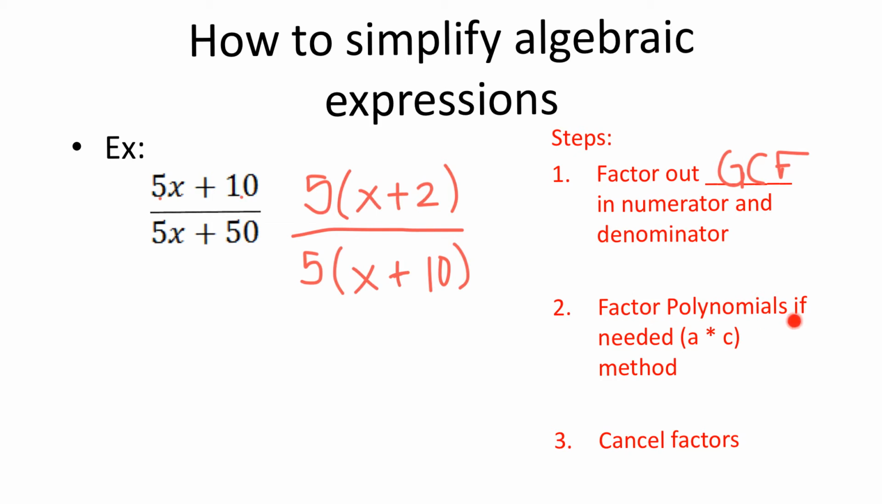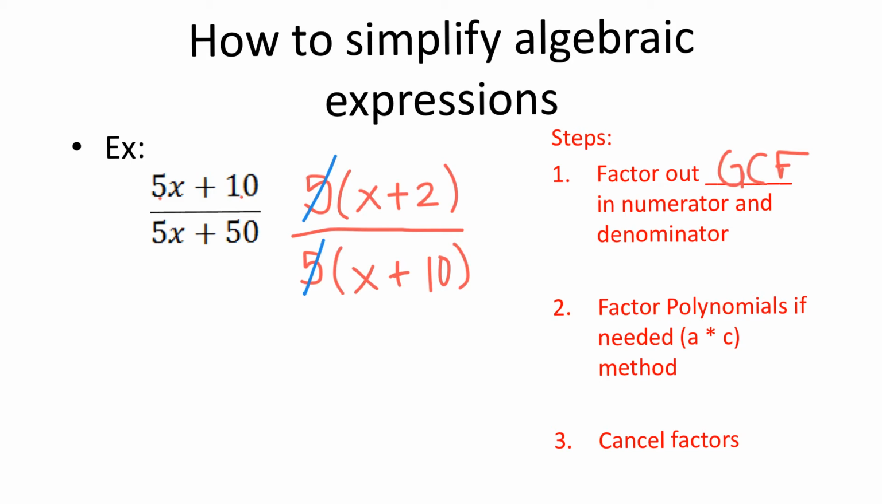And so I can factor polynomials if I need to using my A times C method, which we've been doing the last couple days. However, since this is just a single exponent of x, or what we call a linear term, we don't have to do anything with that, so we can just leave it as is. And so now I'm going to start to look at canceling similar factors. The similar factors that I have would be this 5 will cancel this 5. And so the idea there is I can reduce those as a fraction, so 5 over 5 is just 1.